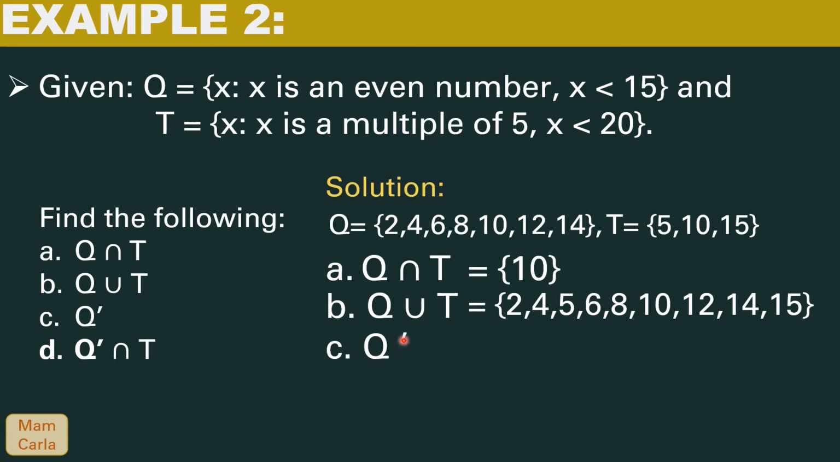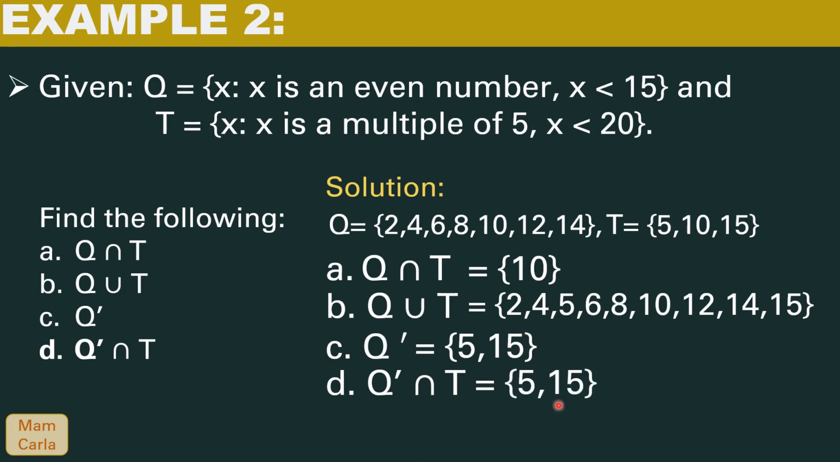And we have Q complement. We need to identify elements that are not found in Q. So we have 5, 15. And for Q complement intersection with T, we need to find what is common between Q complement and T. So we need to find what is common between this. So we have 5, 15.